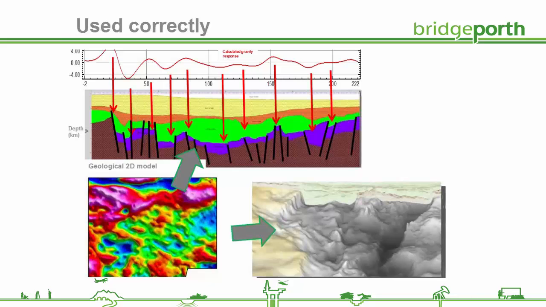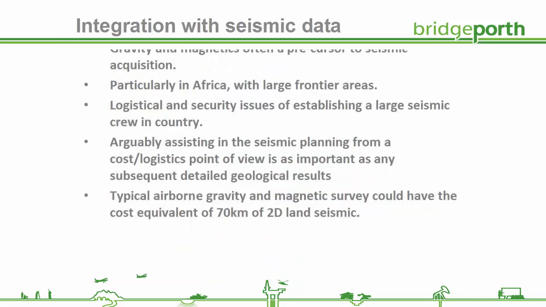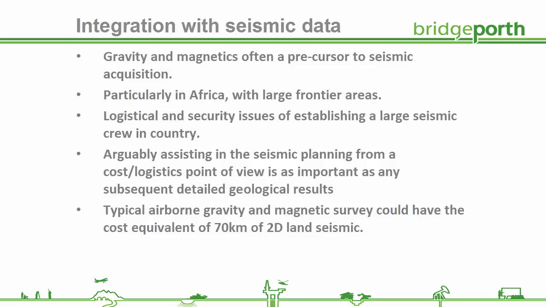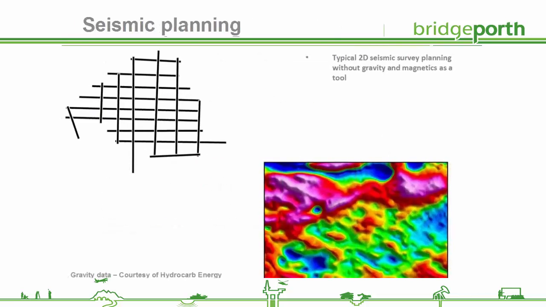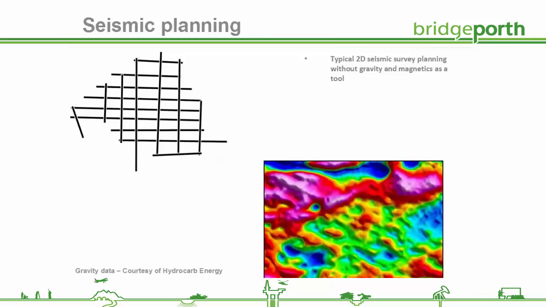And I'd argue that certainly with some of the clients I speak to these days, that ability to help with the seismic planning, from both the cost and logistics point of view, is as important as the final delivered interpretation results that come through. And it's difficult to put a cost on it, but I've included there that you could argue that the typical gravity magnetic airborne survey could be the cost equivalent of only 70 kilometers of land seismic. I've got an example of how that could work.